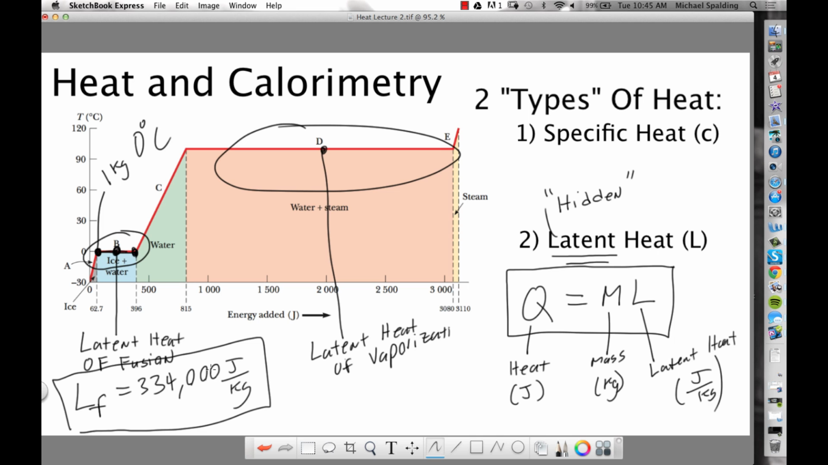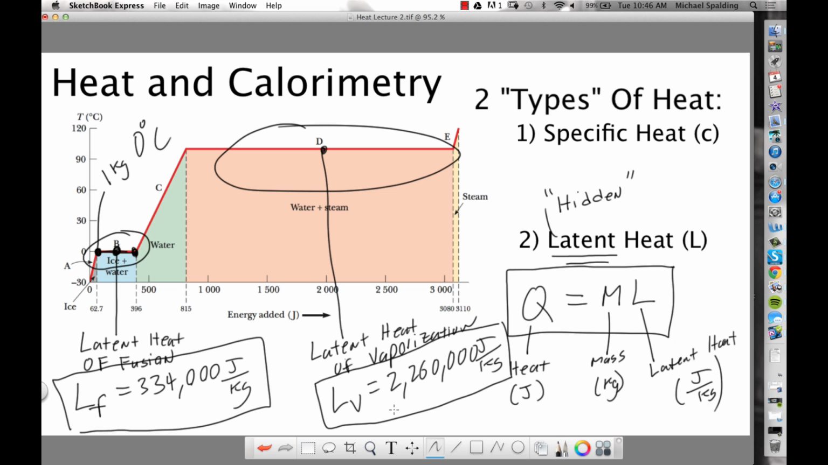334,000 joules per kilogram is the energy per kilogram to make the phase change. Does that make sense? Okay, latent heat of vaporization. So for water, the latent heat of vaporization is 2,260,000 joules per kilogram. And again, guys, don't memorize this. I'm going to give it to you. I just want you to see it.